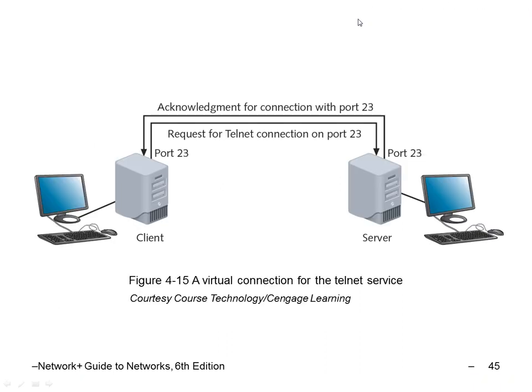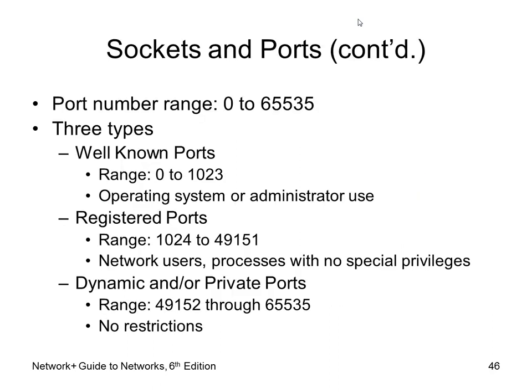Alright, here we go. Actually, make sure I didn't skip one. Okay. So we can request and we get acknowledgement of port 23. We're just connecting to a telnet server. We specify 23. Means the server on the other end is answering on port 23. Okay. Sockets and ports.